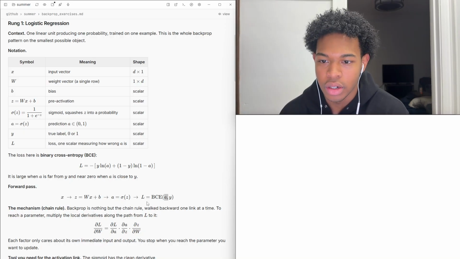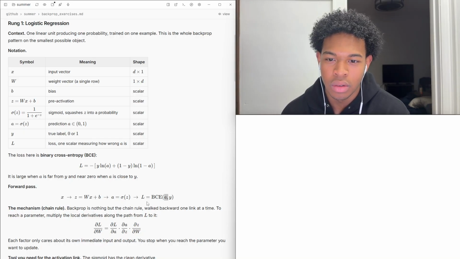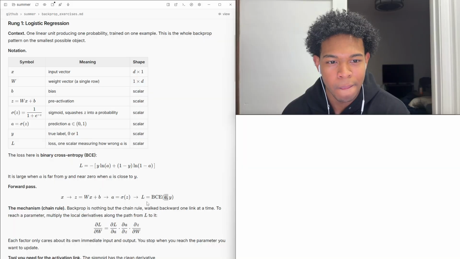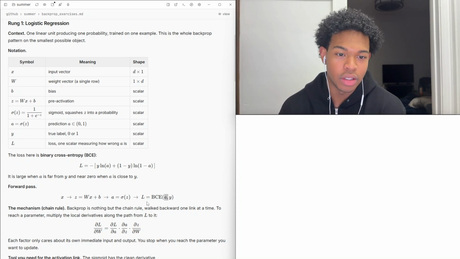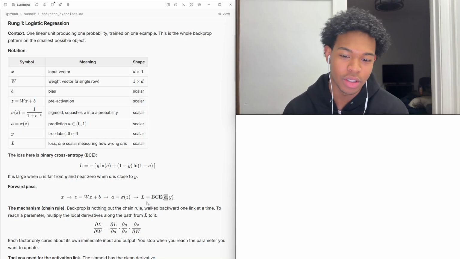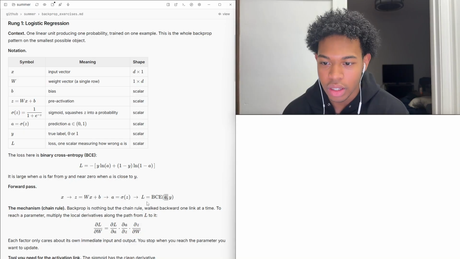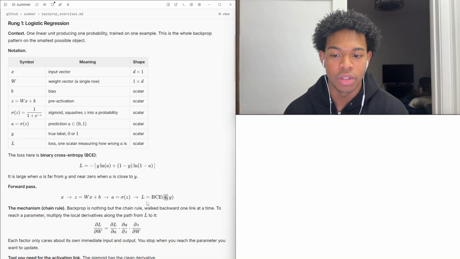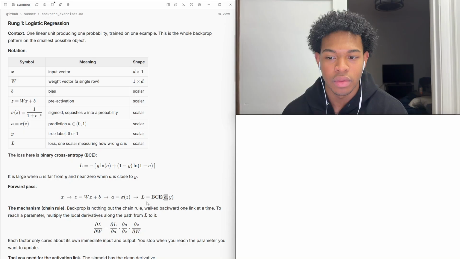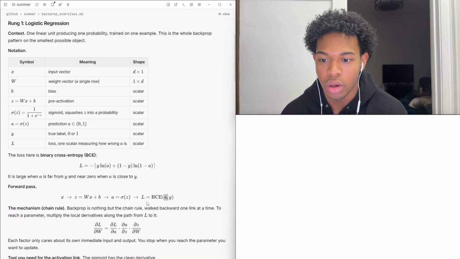X is our vector. We're going to ignore that. X is our input vector. W is our weight vector as a single row, even though W could be a matrix, whatever. Z is our pre-activated scalar. Sigmoid of Z squashes it into a probability. And then we denote our intermediate variable A equals sigmoid of Z to make the partial derivatives easier, which we will see soon, hopefully.